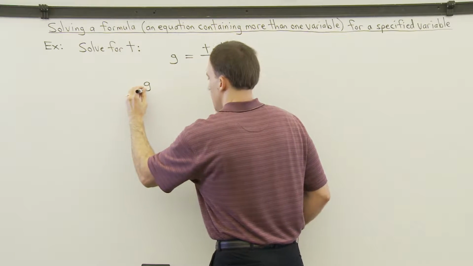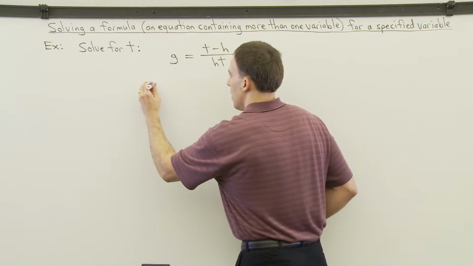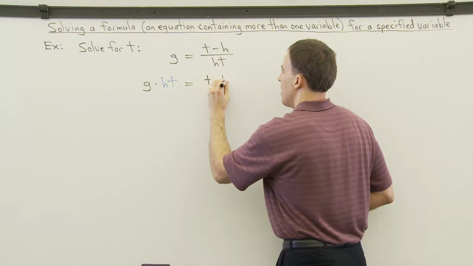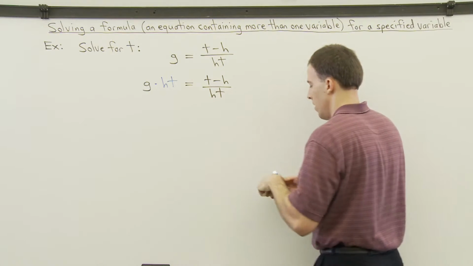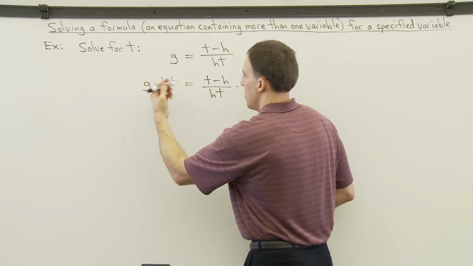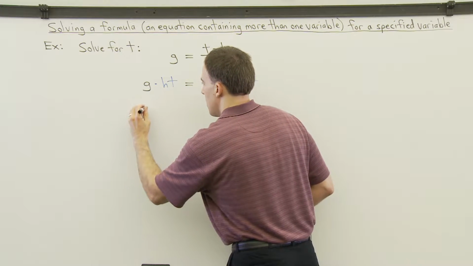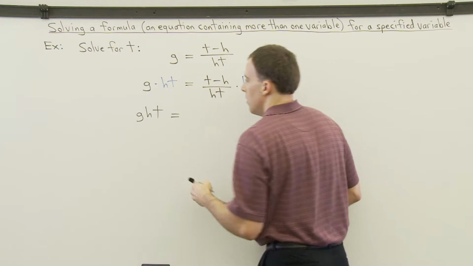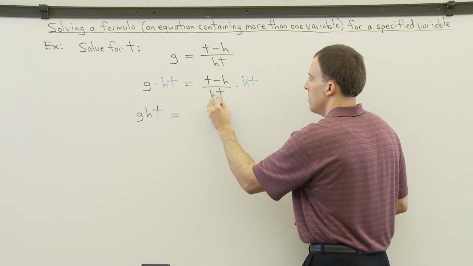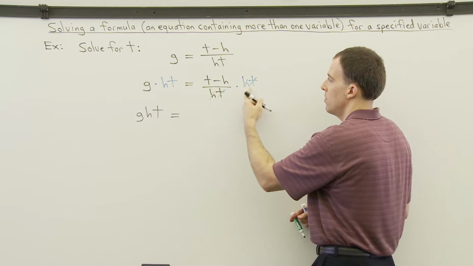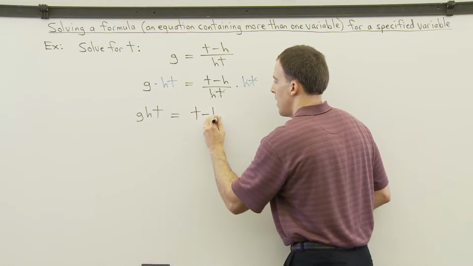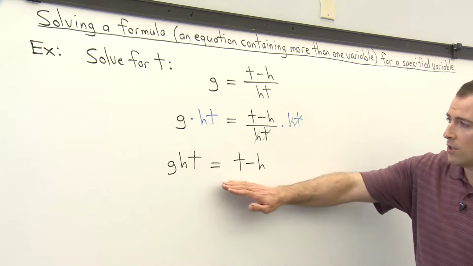So let's multiply the left side by ht, and then also multiply the right side of the equation here by ht. So on the left side, we could just write it as GHT in any order that you like. And then on the right side, the h cancels itself out and also the t cancels itself out. That's the purpose for multiplying both sides by the denominator so that we clear the fraction. And on the right side, that just leaves us t minus h. So the fraction is cleared, which is great.